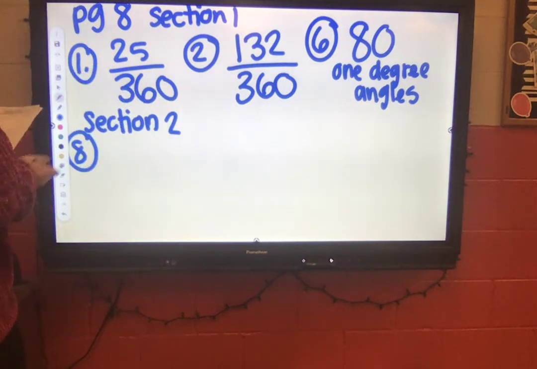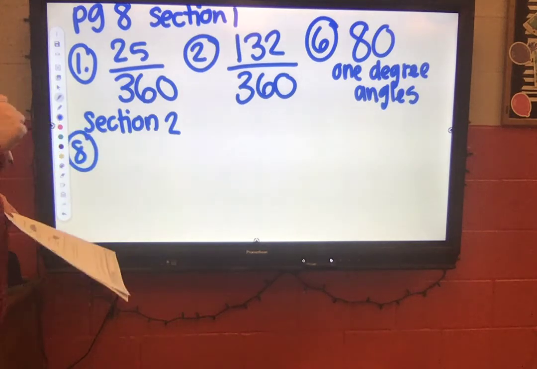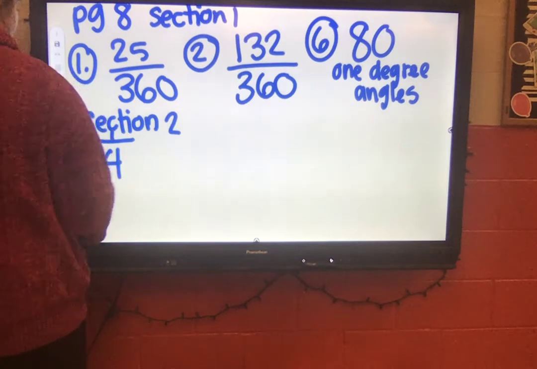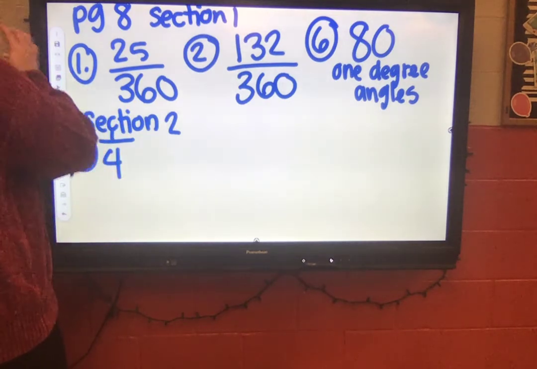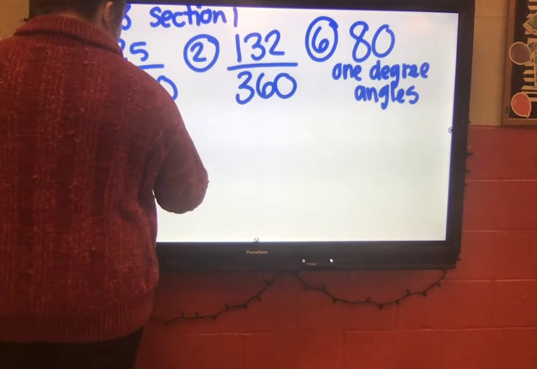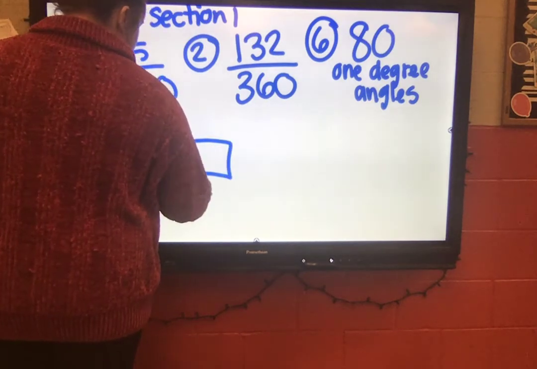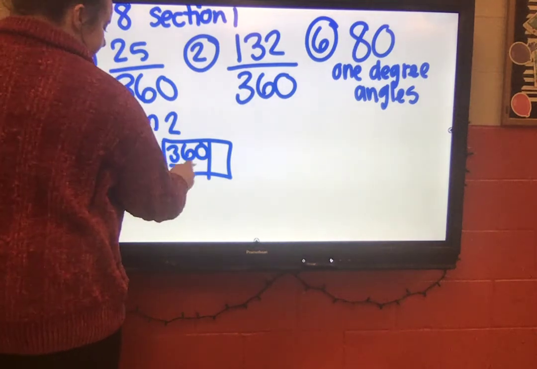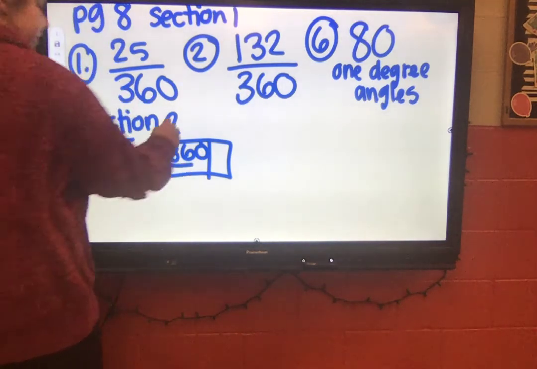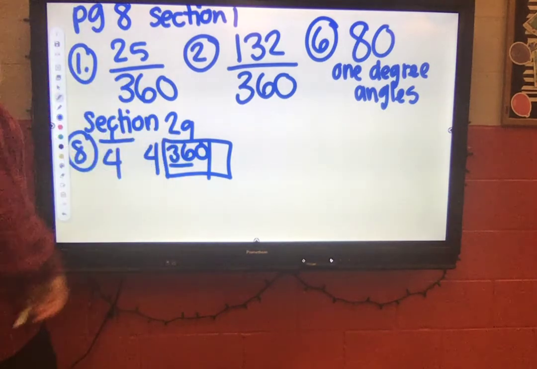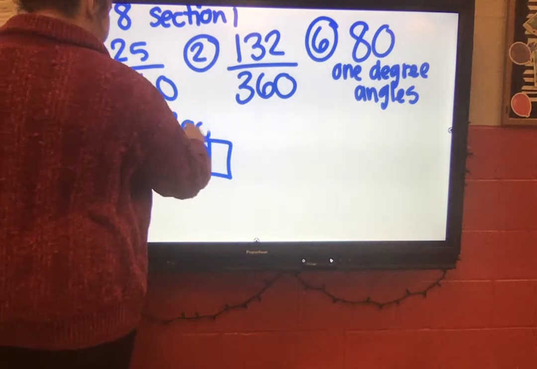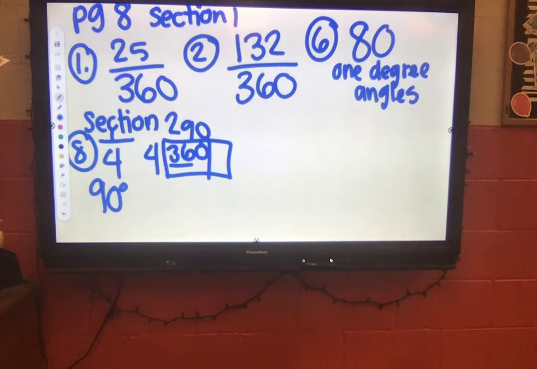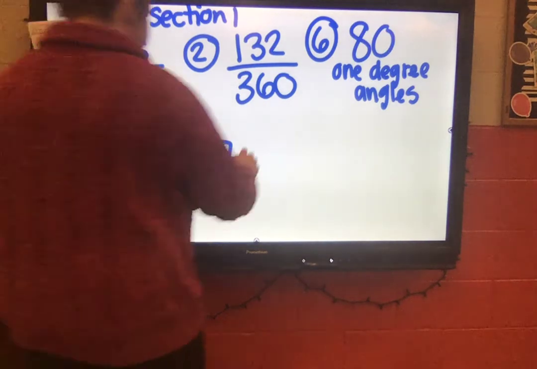Okay, so fraction of the circle. How many pieces do we have total? 4. How many are colored in? 1. 1/4. Now for our degrees, we say 4 into 360. 4 goes into 36 how many times? 9. 4 goes into 0 how many times? 0. So it's 90 degrees. 1/4 and 90 degrees.